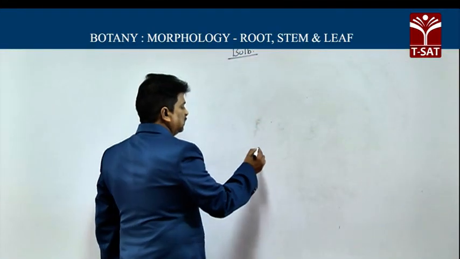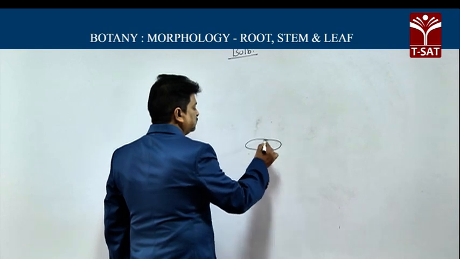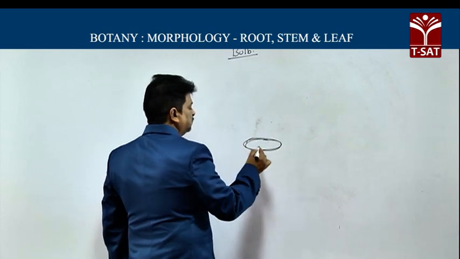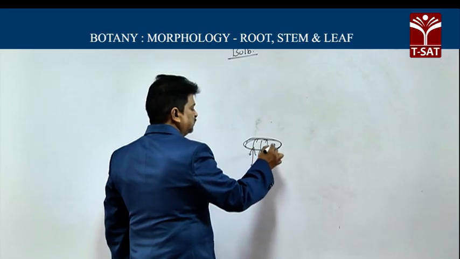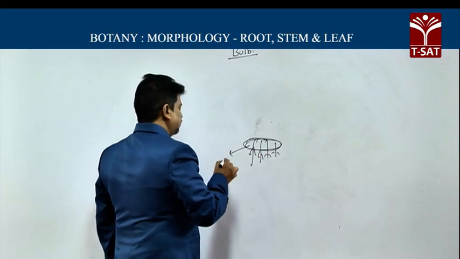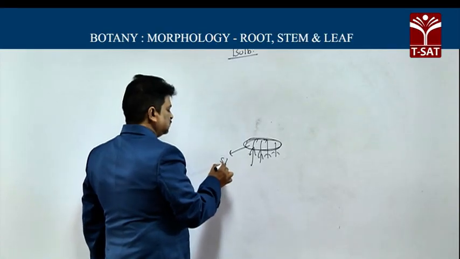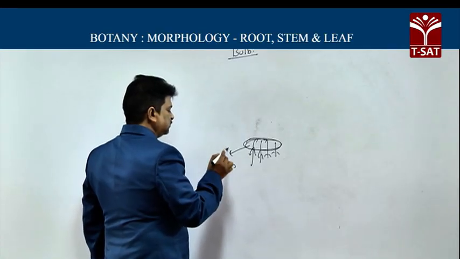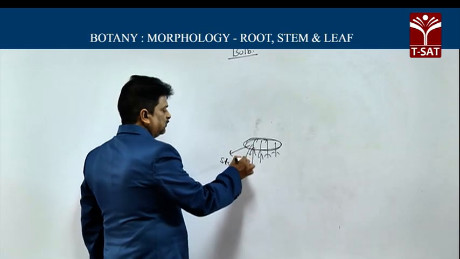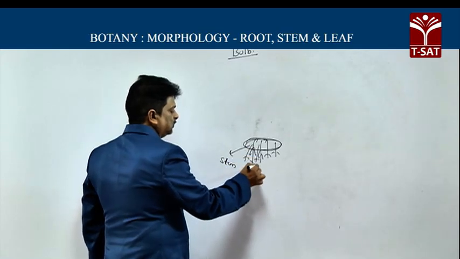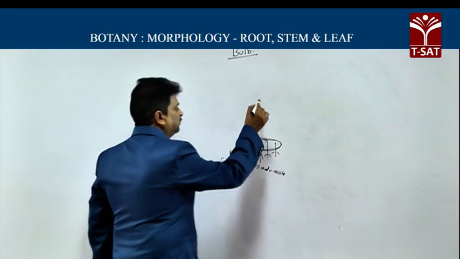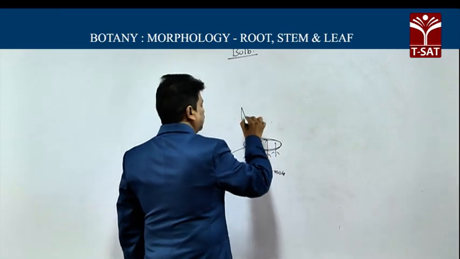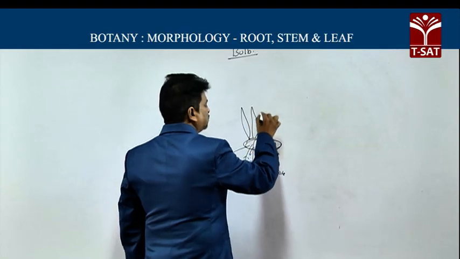Bulb is highly reduced underground stem. In bulb, stem does not store food. It is a highly reduced disc-like stem. From the lower side of the stem, adventitious roots are formed, and the stem does not store food.